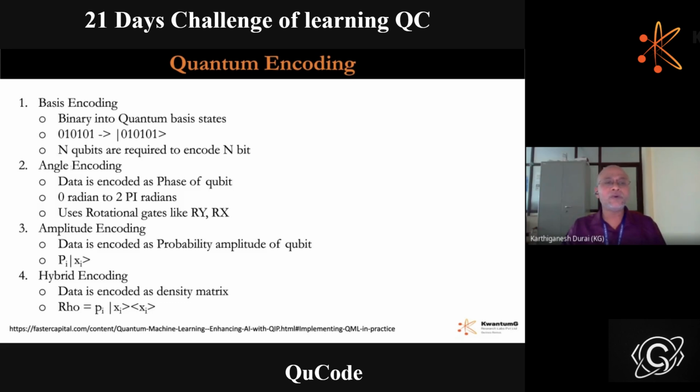And in angle encoding, you are using your data as the phase of the qubit. What is the phase of a qubit? The phase of a qubit can be between 0 radian to 2 pi radian.